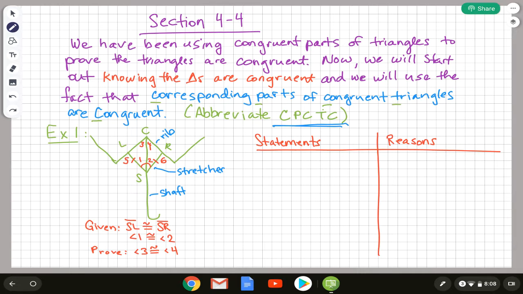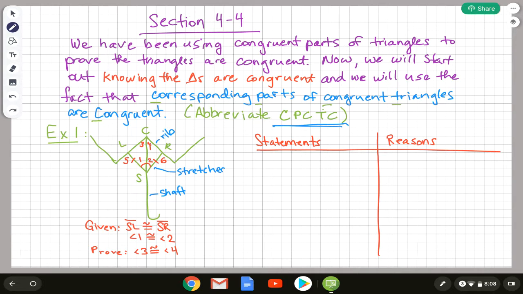Okay, so let's look at example 1. Here we have an umbrella frame, and we're not looking at the top part of the umbrella, just the bottom frame part. And so whenever these stretchers get opened up, then they have angles of equal measure. So we're looking at what we're given. We're given that SL and SR are congruent. Those are sides. And we're given that angle 1 is congruent to angle 2. I'm trying to prove that angle 3 is congruent to angle 4.